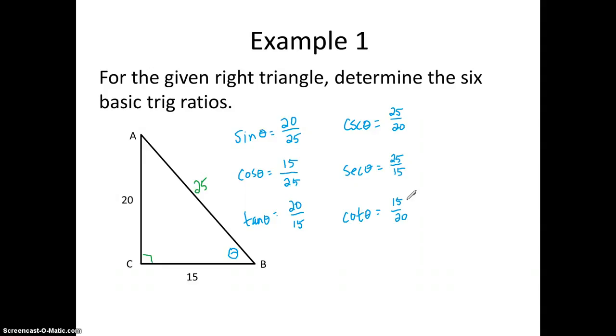Okay, so what if we're given a situation in which we want to use one of these sines and cosines and tangents in order to solve a missing side, or a missing angle in a triangle?